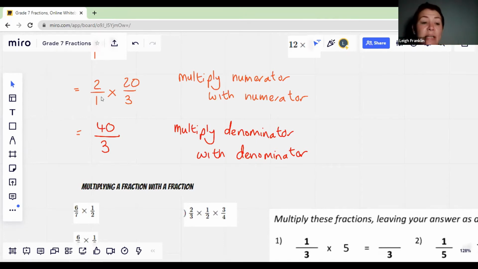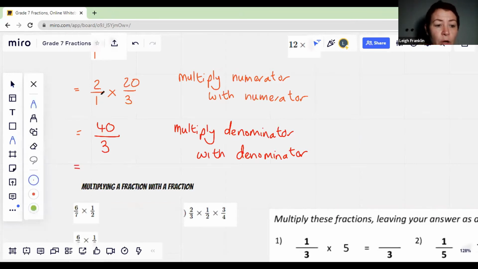Indeed. But if we want to take this and make it into a mixed fraction, what we've got to do is work out how many times 3 goes into 40. That's going to be our whole number. So that means we need to know our times tables. There we go, Mapalo said 13. Exactly. Well done. So 3 goes into 40, 13 whole times.